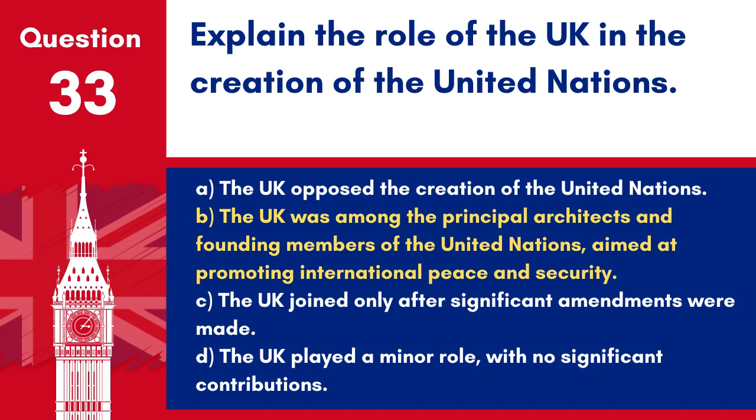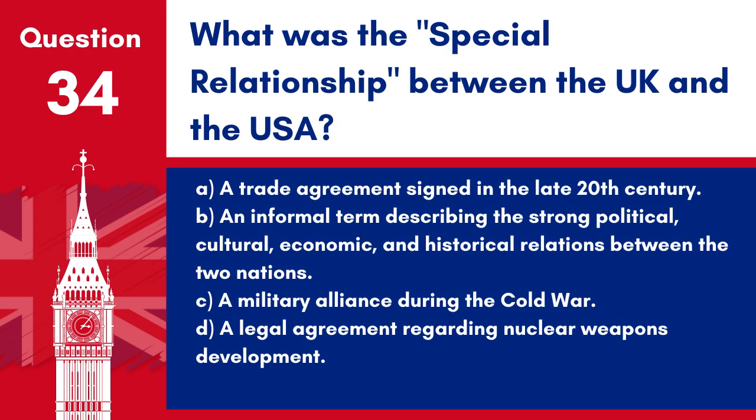Answer: B. The UK was among the principal architects and founding members of the United Nations, aimed at promoting international peace and security. The UK played a significant role in shaping the structure and mission of the UN, following the devastation of World War II. Question 34. What was the special relationship between the UK and the USA?